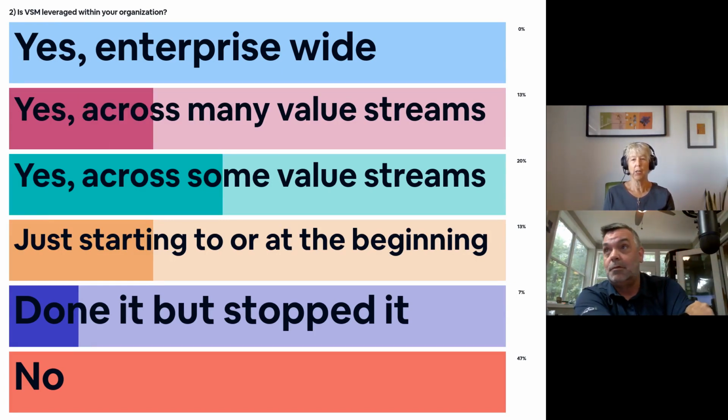Compliments to you. So here we are seeing, let's see what we're seeing. Let's go from the bottom up. There's 47% who say still coming in, 53% saying no, relative to leveraging VSM, done it but stopped it, 6%, just starting out at the beginning, 12%, yes across some value streams, yes across many value streams, and enterprise-wide. So 12 plus 18 is 30, plus 12 is 42. So 42 are doing it to some extent, and 53 are not.